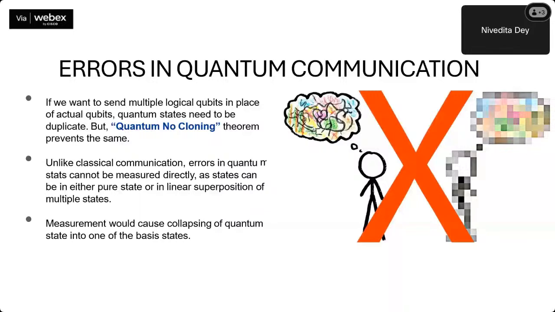Though after the quantum stuff is done I might do the measurement in a classical way, it need not always give me the desired outcome. Rather, the outcome can be random. So there is an uncertainty there. That is another challenge we have in quantum communication, and measurement would cause collapsing of the quantum state into one of the basis states. That is the issue itself, because it can collapse into any one of the basis states, not necessarily the desired one that I should be getting.